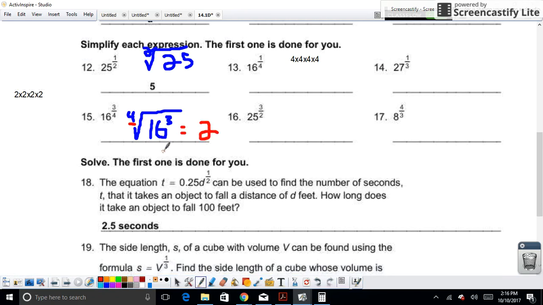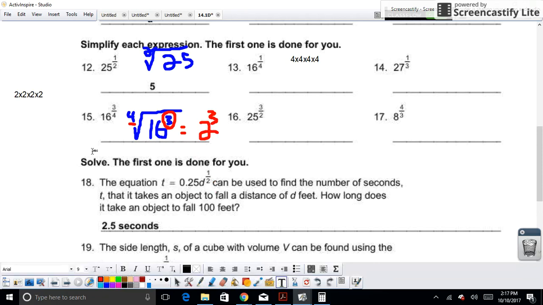Am I finished? No, I'm not. Why? Because I still got this exponent. I haven't done anything with the 3. So I'm just going to put it on the 2. Sorry about my writing, y'all, but at least you know what it is. So that says 2 to the third power. 2 times 2 times 2 is 8. So let's write that out. So that means number 15, the final solution is 8. There it is. 2 times 2 times 2.